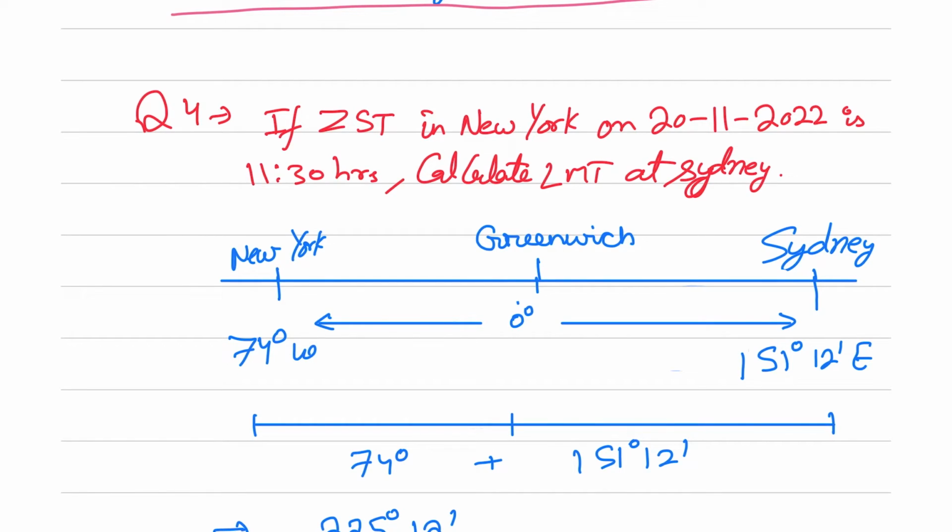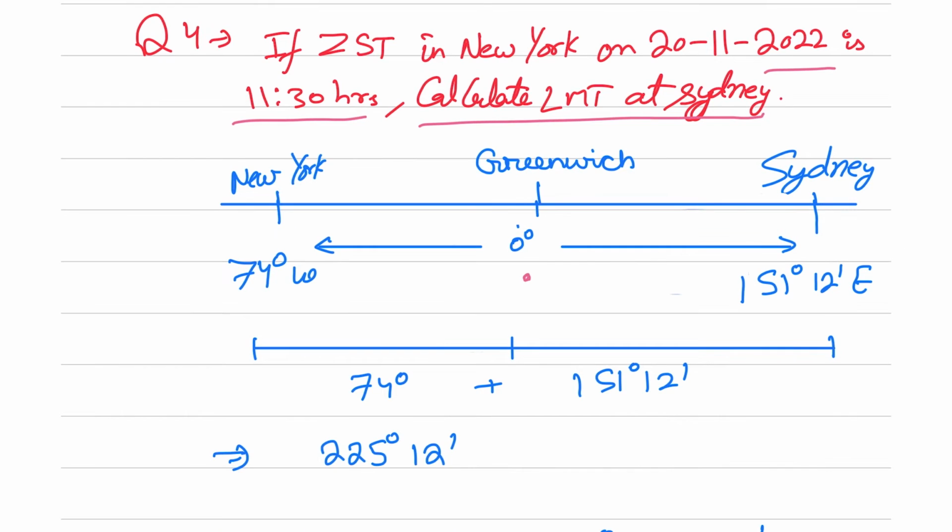So if the time in New York on 2011-2022 is 11:30, ignore the year for these kinds of calculations if it is directly a time calculation. Calculate the LMT for Sydney. So it is GMT from here. Sydney is at 151 degrees 12 arc minutes. You can use the table of ascendants for these lat long values. And New York is at 74 degrees west.